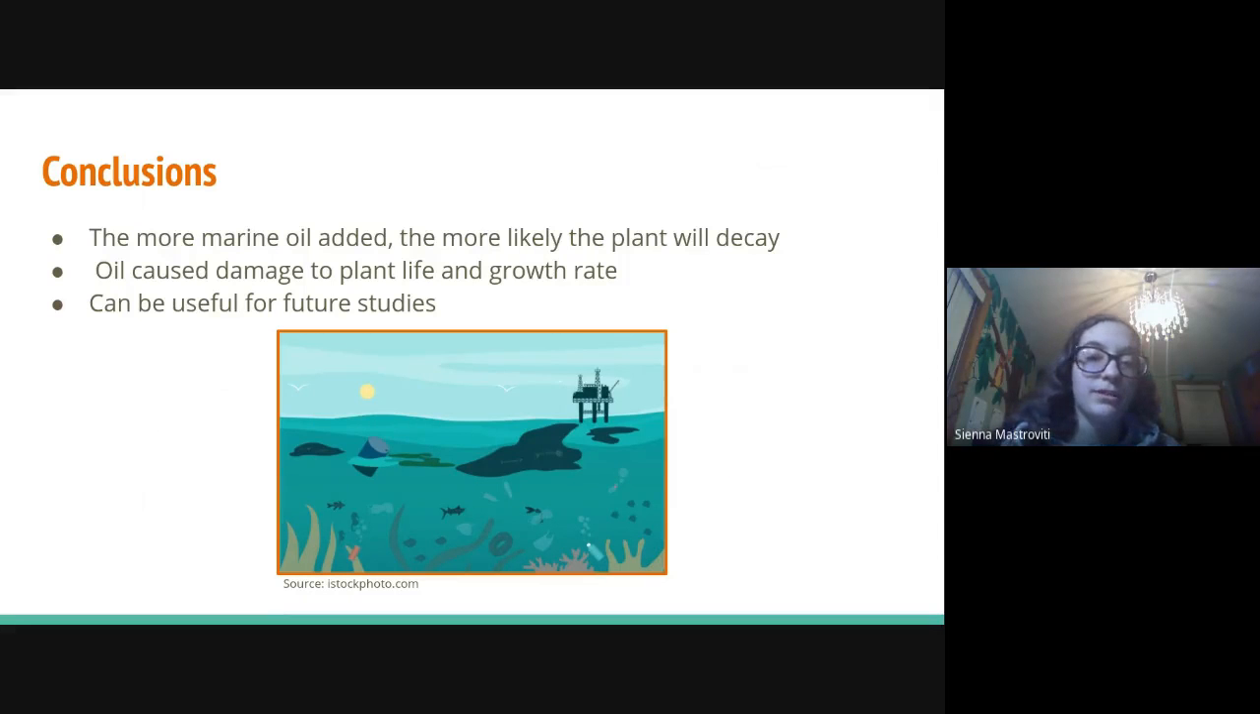In conclusion, my hypothesis was proven correct. The Java ferns in Group 5 decayed the most within the time period. As we can see, oil can cause a great amount of damage to plant life and growth rates.